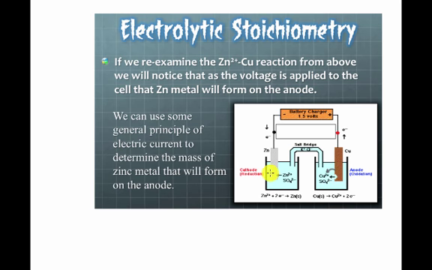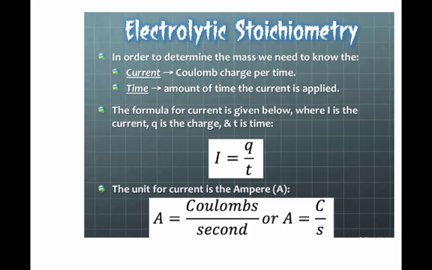On this side, the metal is going to start to build up. As that zinc starts to go from zinc ions to zinc solid, it's going to plate out on the surface of the zinc. So it's actually going to get heavier. And we can use some general principles of electric current to figure out exactly what that mass is. So in order to do that, we just need to know a few things.